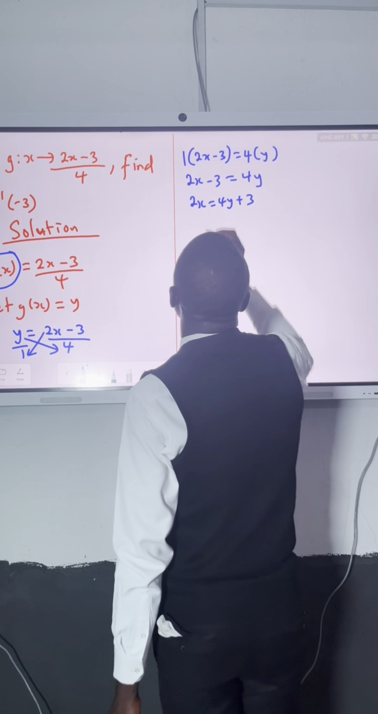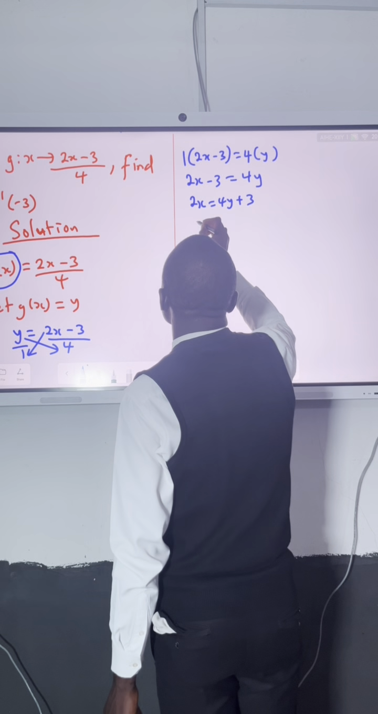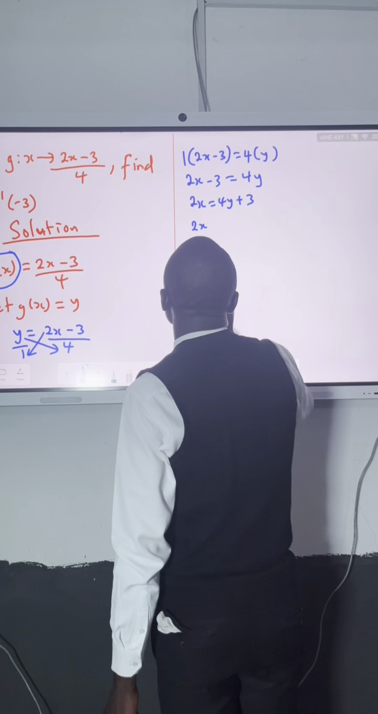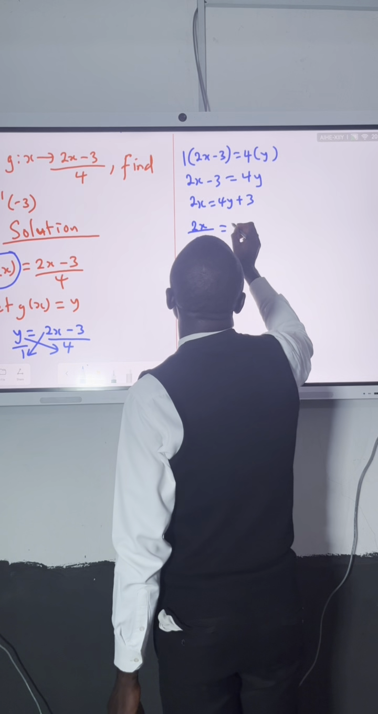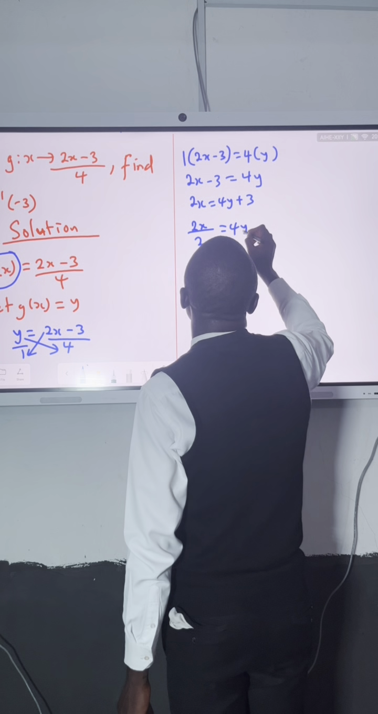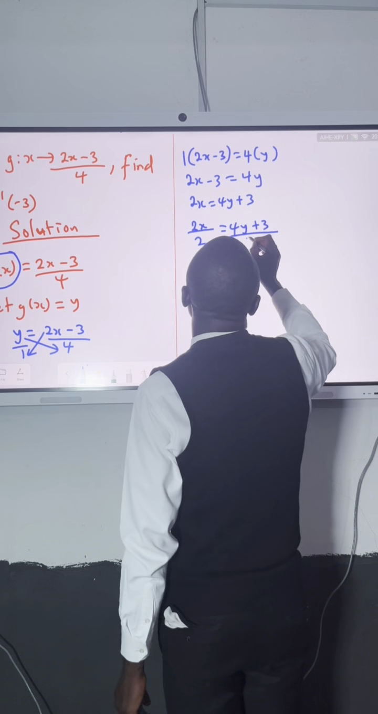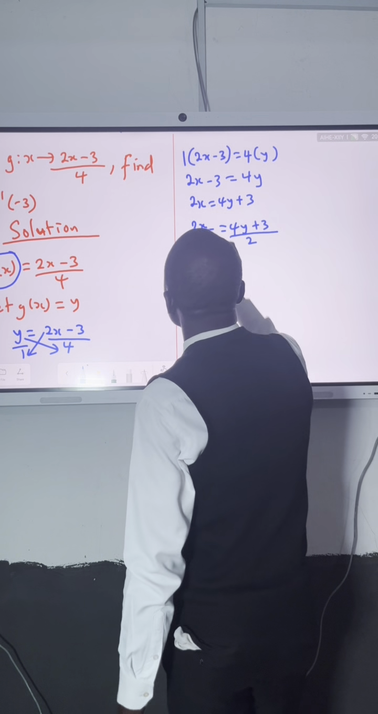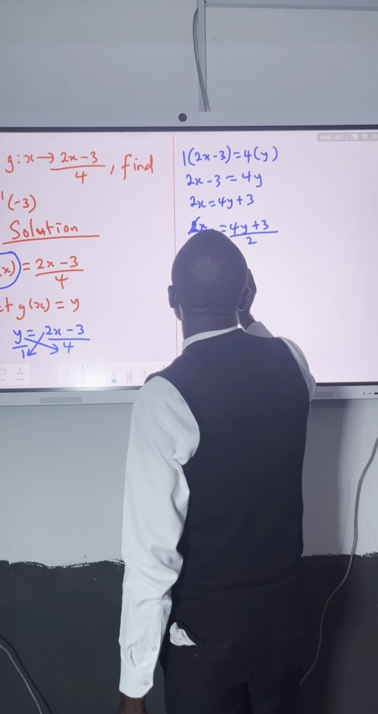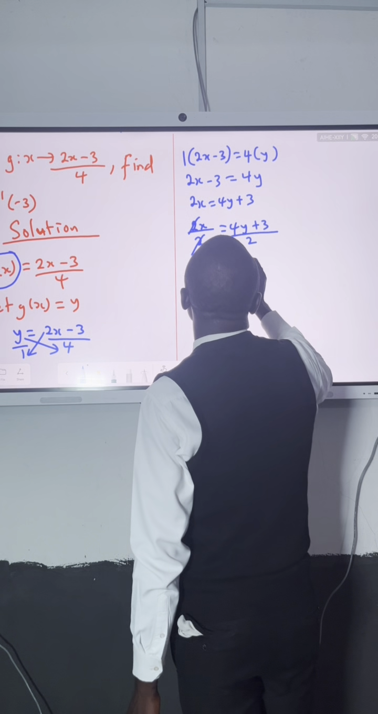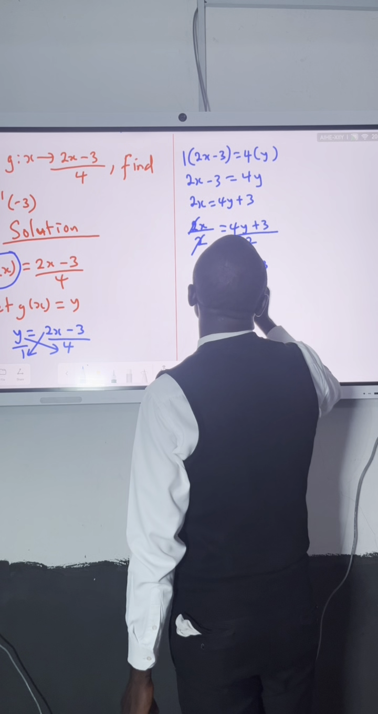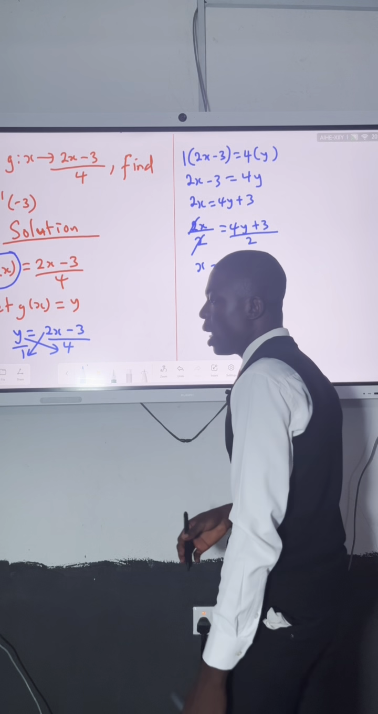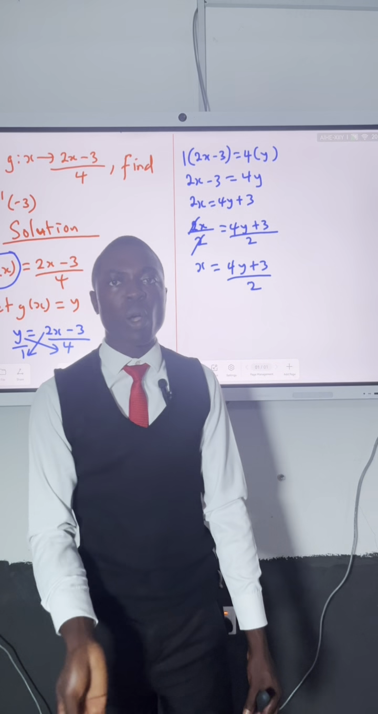Now, divide all through by 2 so that we can make x the subject. You have 2x divided by 2 is equal to 4y plus 3, everything divided by 2. I think it's better this way. Divide all through by 2. Okay, so this cancels this. You have x is equal to, just write it as, 4y plus 3 divided by 2. Okay, now we are manipulating and we have made x the subject of the formula.